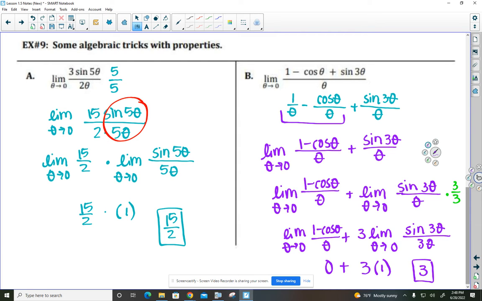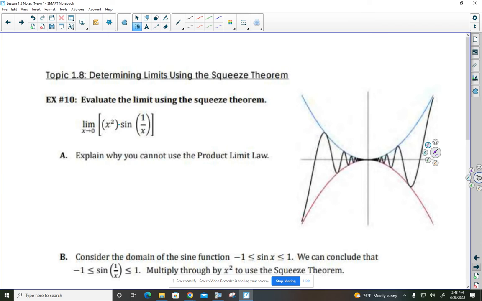So a couple different examples where you could utilize some algebra and your limit properties, as well as those special trig limits to evaluate a trickier limit. So we'll end this lesson with just another quick look at the squeeze theorem, how we can apply it with some of our transcendental functions. Okay. So number 10, evaluate using the squeeze theorem.